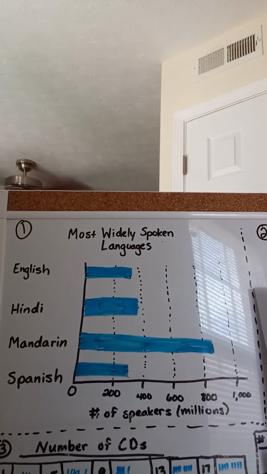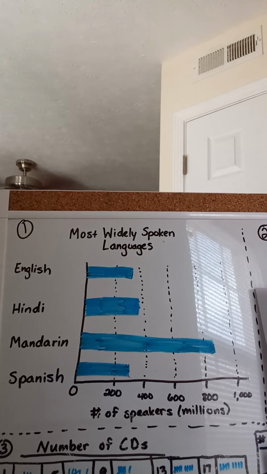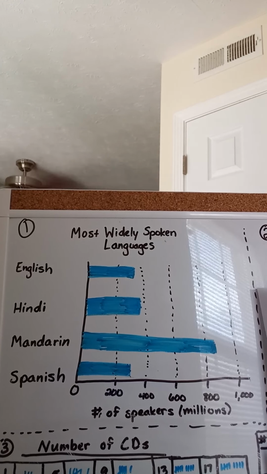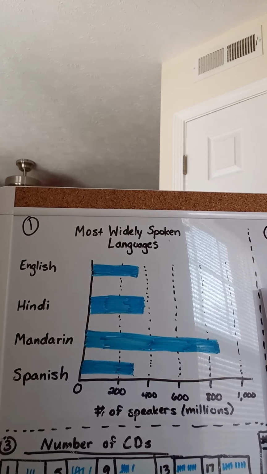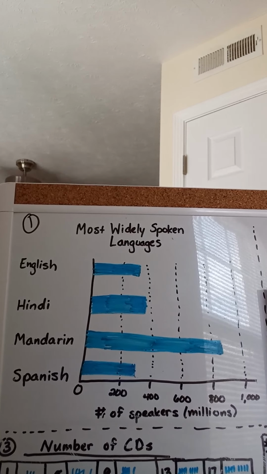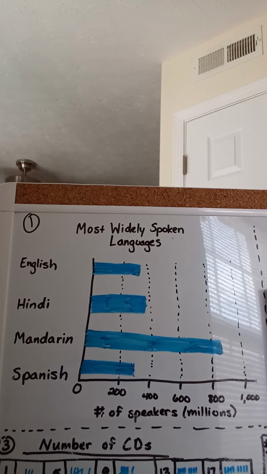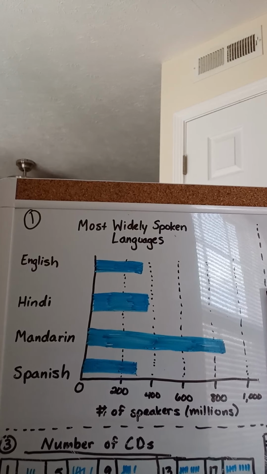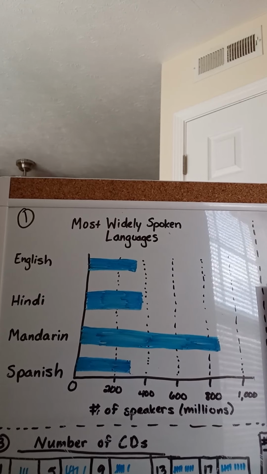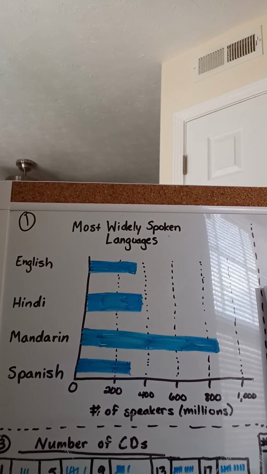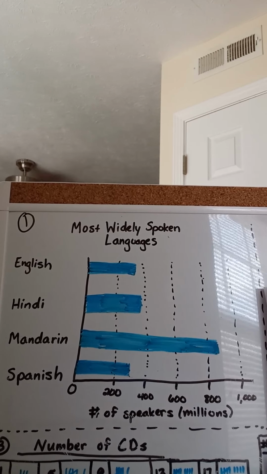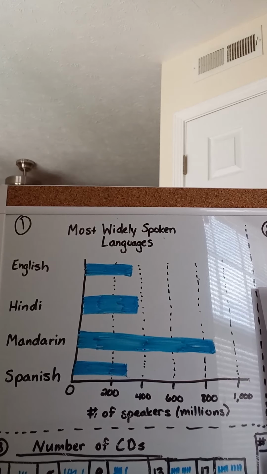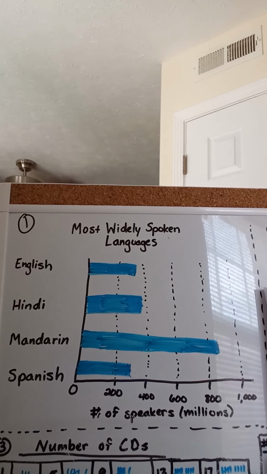The answer is Mandarin has about 500 million more. If you look, Mandarin is past the 800. So my rough estimate is that Mandarin has about 850 maybe. And if you look at Hindi, it's between 200 and 400. Since it's really close to 400, I would have just rounded up. But you could say 350, 375, something like that, right? So it's kind of where it looks like it falls, right?